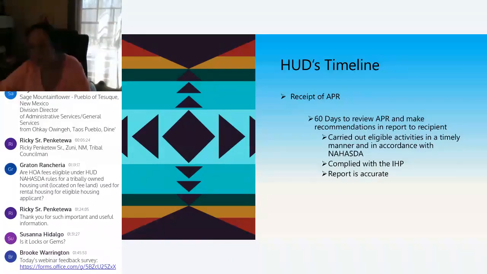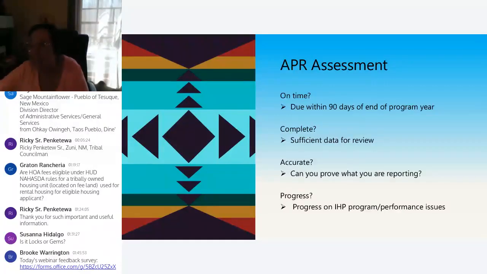Your timeline, 60 days. They have 60 days to review and make recommendations. They'll give you a report on your APR, that you carried out all your eligible activities in a timely manner in accordance with NAHASDA. You've complied with your IHP, and that they have deemed that actual report is accurate.